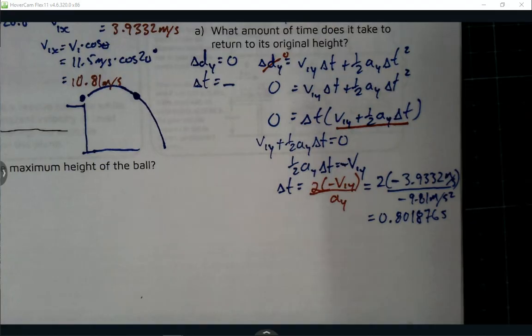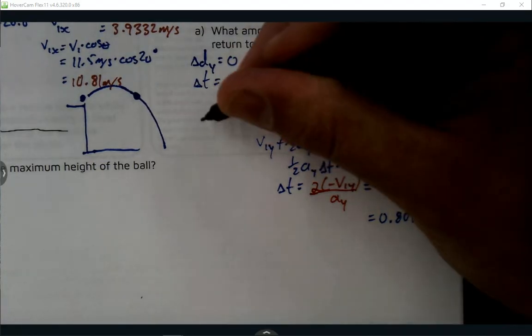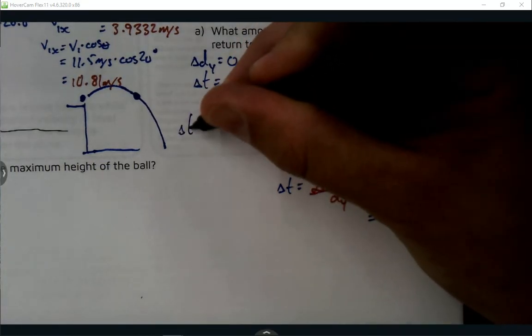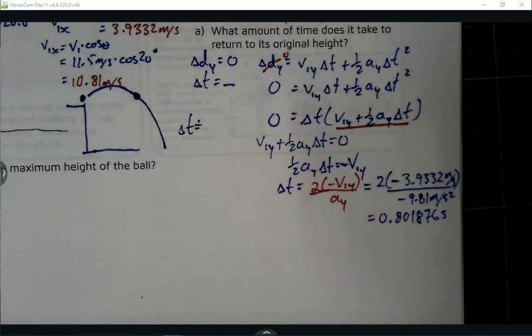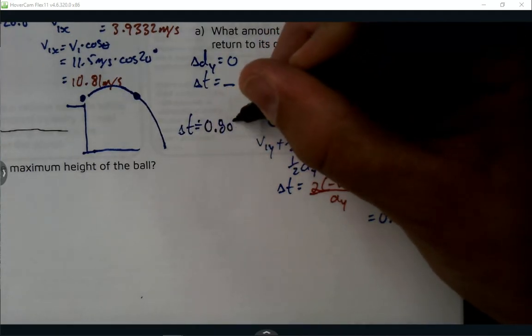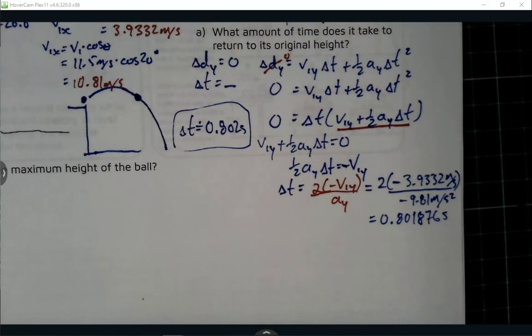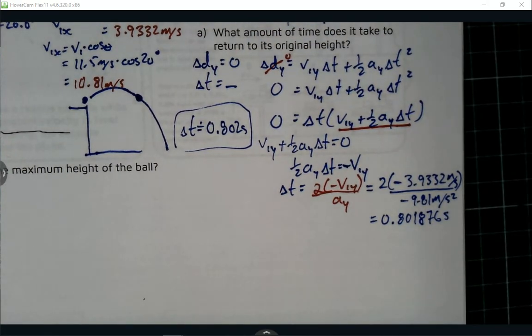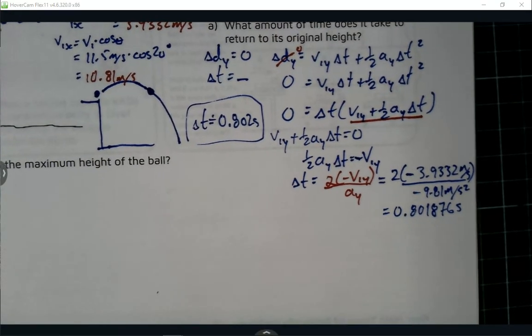And we could have a rounded value. We could say, okay, well, delta t equals approximately, I guess it was 3 significant figures, so approximately 0.802 seconds. And I've run out of space for a therefore statement, but it would be about 0.802 seconds. And the follow-up question is, find its maximum height. Find the maximum height of the ball.